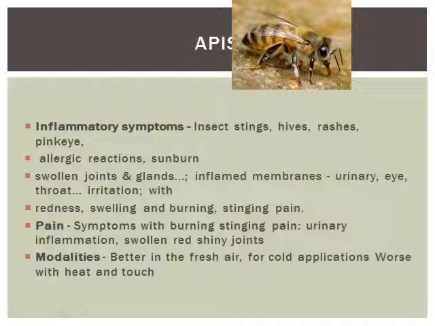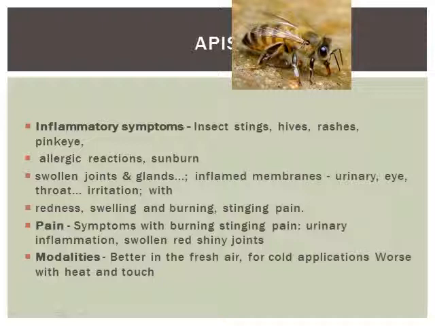And those feelings could really be from an allergic reaction, from a sunburn, it could be in the eyes, it could be a sore throat with burning, stinging pain, it could be in the urinary tract and cause bladder infections. It can be in the joints as well, when joints get really swollen and red and have burning, stinging pains.